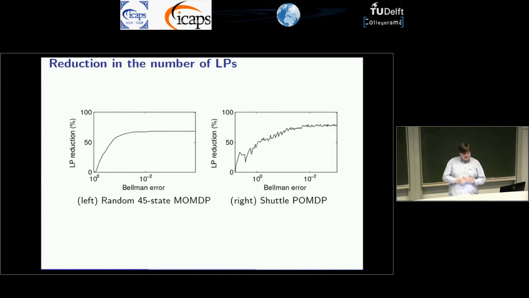So first of all, let us have a look at the number of LPs, so the number of times that we run these slave LPs as a function of the Bellman error. And you can see that for example, for a 45-state multi-objective MDP, as the Bellman error decreases, note the log scale, we compute fewer and fewer LPs than if we were just to do the iterative constraint generation as previously defined. So we're computing less than half of the LPs. The same is true for exact value iteration in POMDPs.